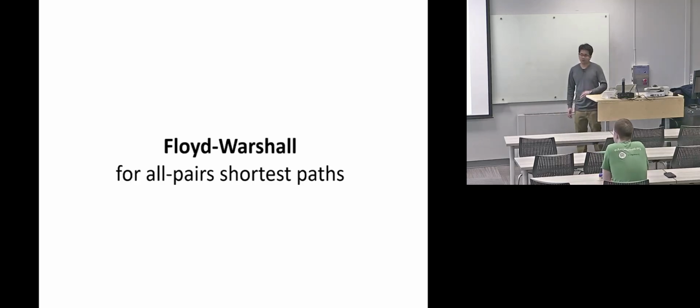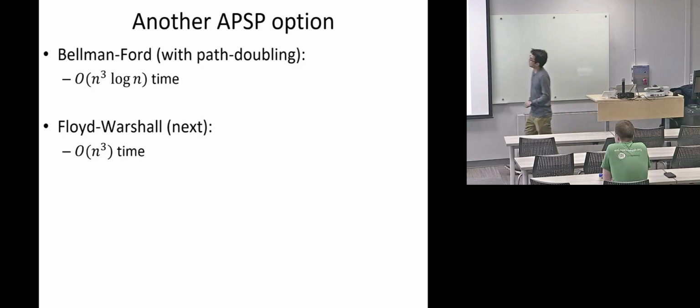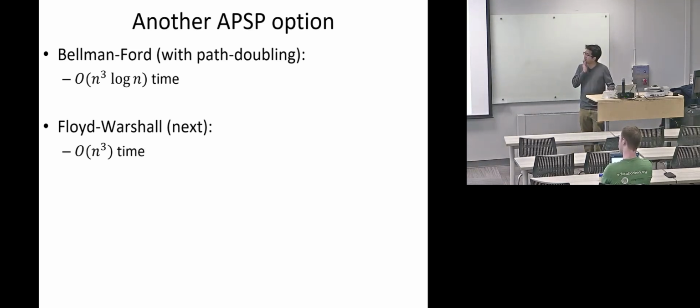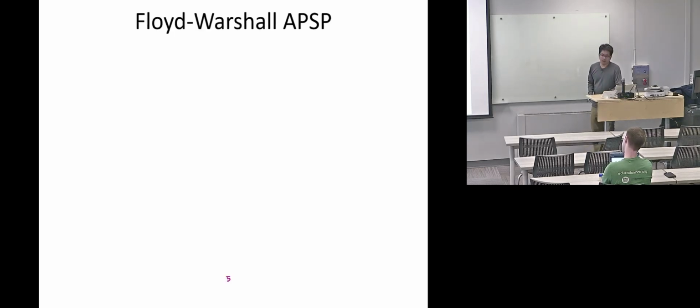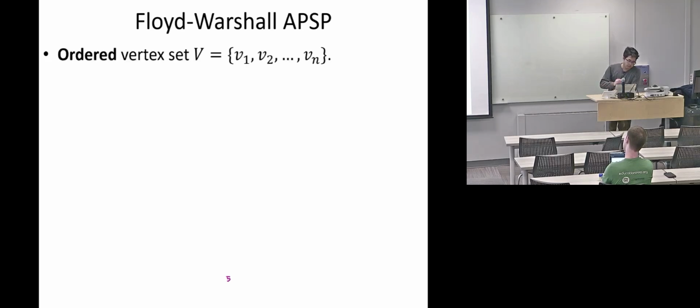All right. And we're going to see another algorithm, which some of you have seen, Floyd-Warshall. The path doubling idea is kind of similar to the Bellman-Ford algorithm and uses this much time, but Floyd-Warshall gives you a bit better. It's going to be n cubed time. Okay, no log n factor. So the idea is this. Suppose you have a vertex set V. Let's say we order them, and give them names V1 up to Vn.